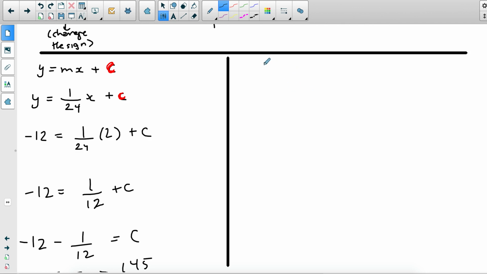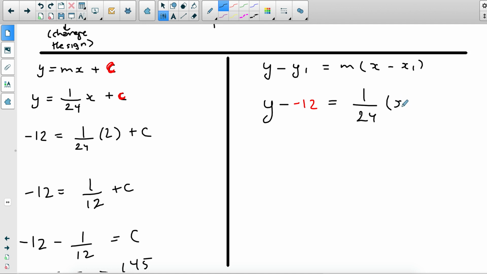The formula is you taking y and then minus y1, whatever your coordinates is, equals your gradient and then x minus x1. So y1 and x1 refer to your coordinates, sorry. So you have y minus negative 12 is equal to, the gradient was 1 over 24, x minus, and then it was 2.